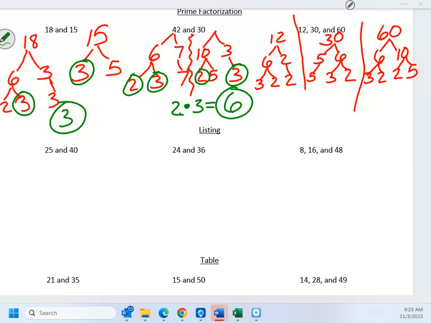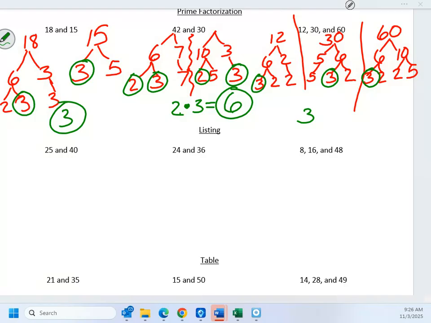Michael? 5. Does 12 have a 5? It does not, so I can't do 5. Vinny? 3. They all have a 3. So I'm going to write 3 down here. Notice how I circle the one that I'm using, because sometimes we have multiples of the same number. So you truly want to circle the ones that I'm using.